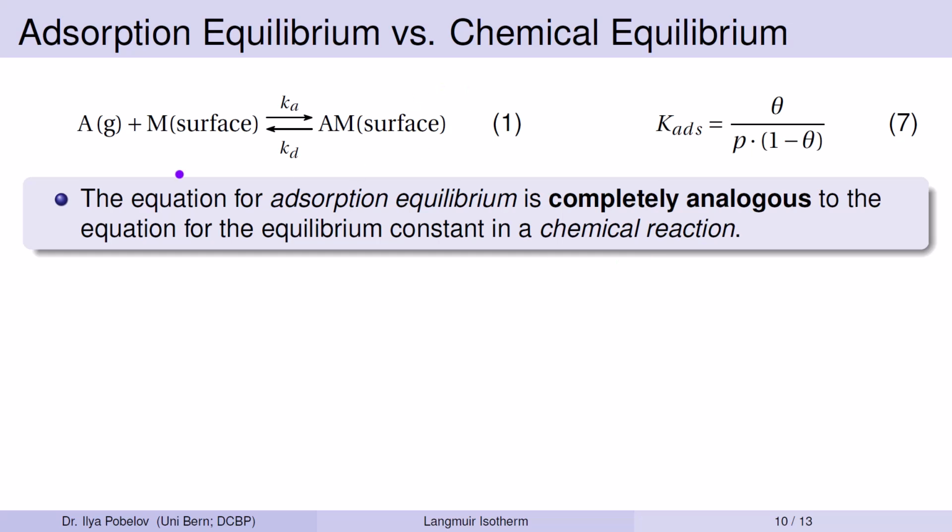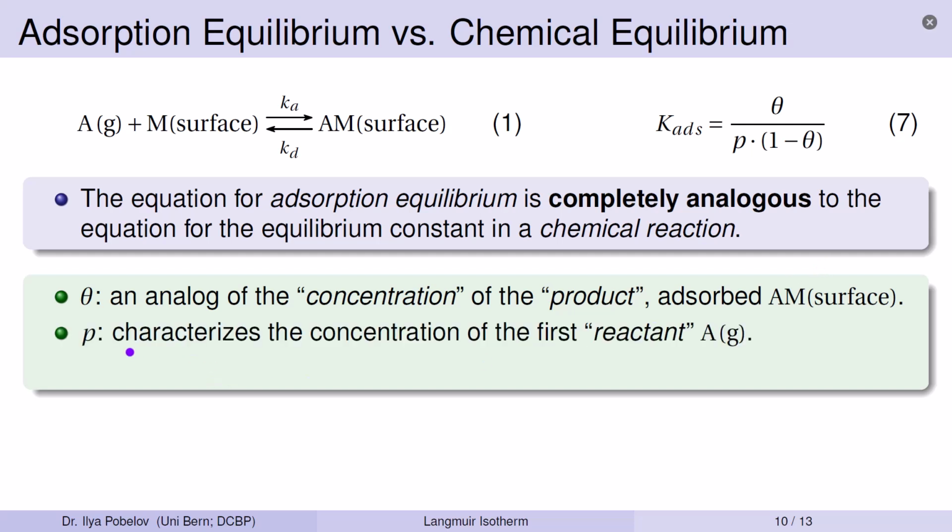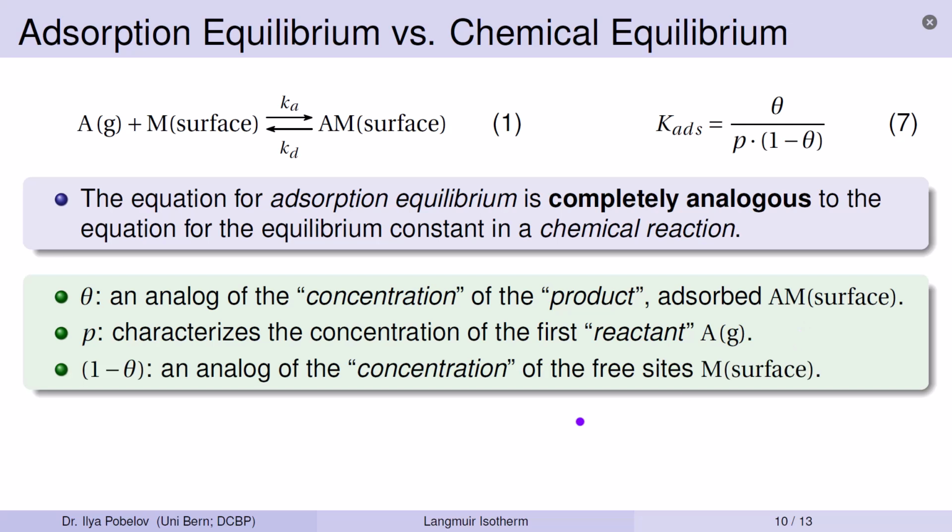In the case of adsorption, theta is an analog of the concentration of the product, the adsorbed molecule AM, while P characterizes the concentration of the first reactant, the free molecule A in the gas phase, and 1 minus theta is an analog of the concentration of the second reactant, free adsorption sites M on the surface.